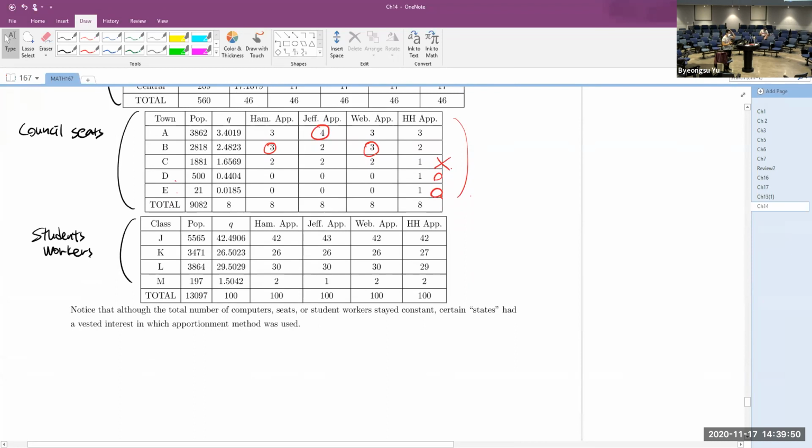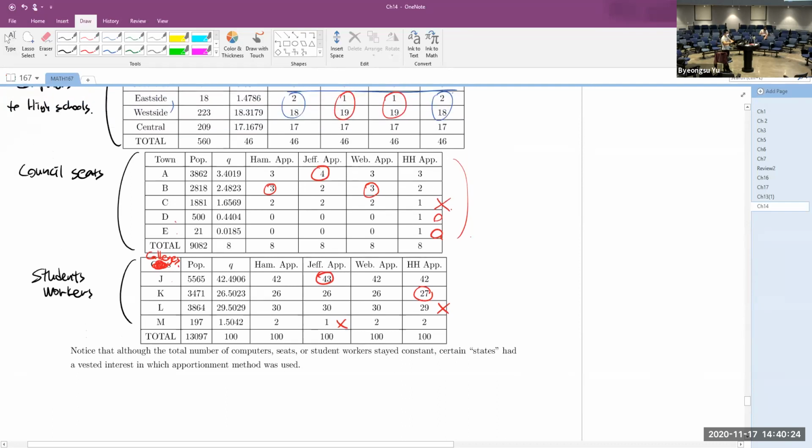And the last table is about distributing student workers to each college. It is not class, sorry, it should be colleges. Then you can see that college J prefers Jefferson apportionment, but college K prefers Hill-Huntington apportionment, but college L definitely hates the Hill-Huntington apportionment, and college M hates the Jefferson apportionment, right?